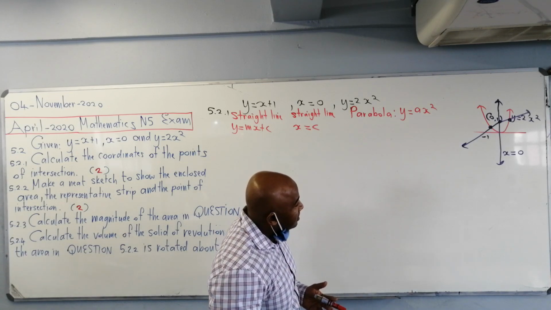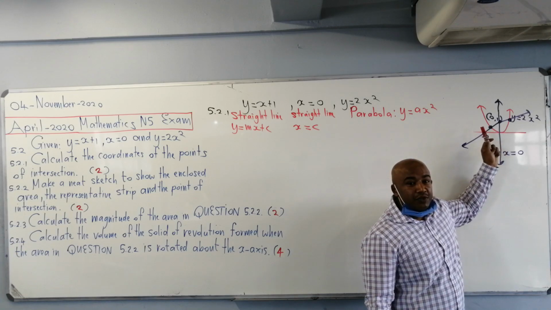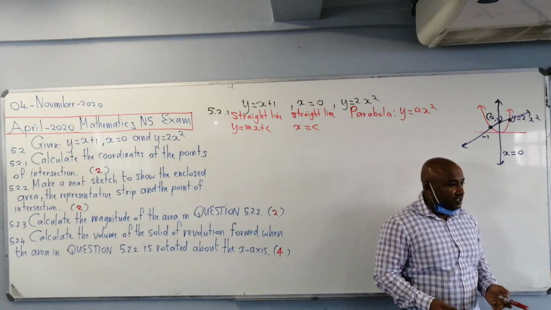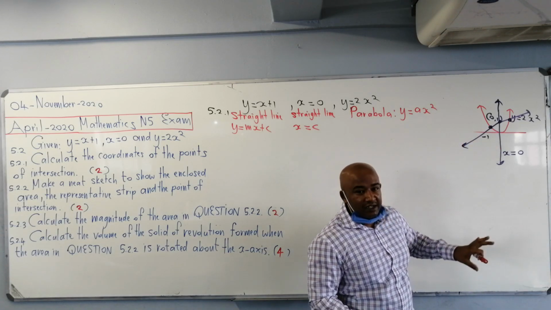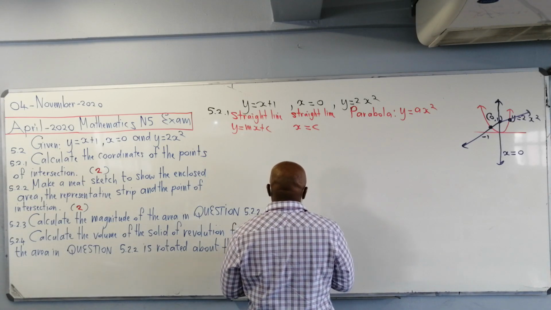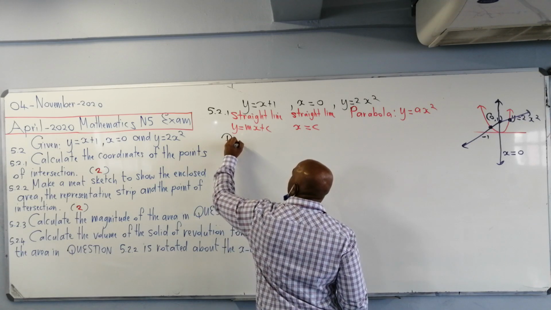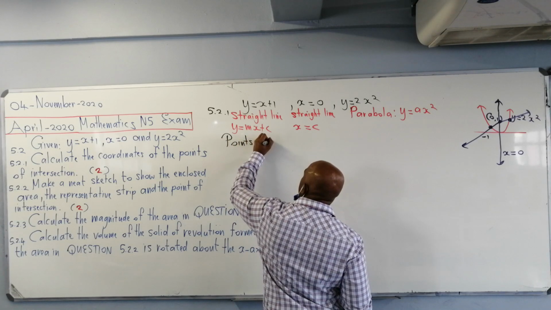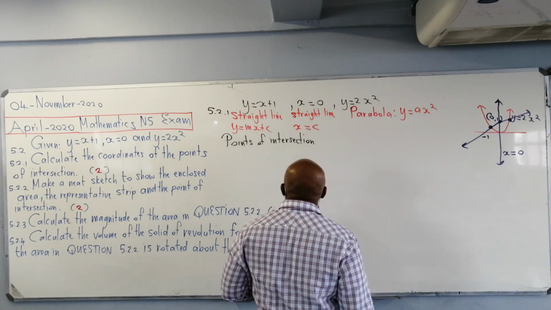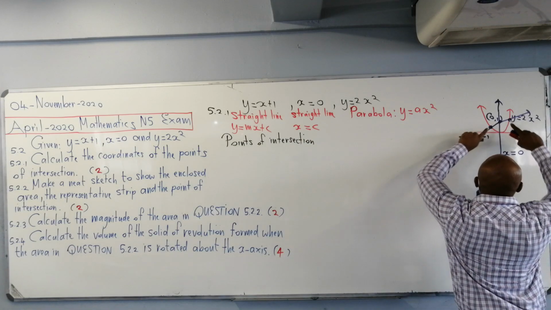Alright, so the main points that we need to find by calculation are the intersection points between the straight line y is equal to x plus 1 and the parabola y is equal to 2x squared. With the other one, just by inspection, you can see what's going on. So let's write this down. Let's take the main two first. Let's find these two here.